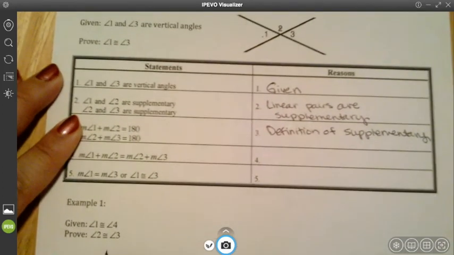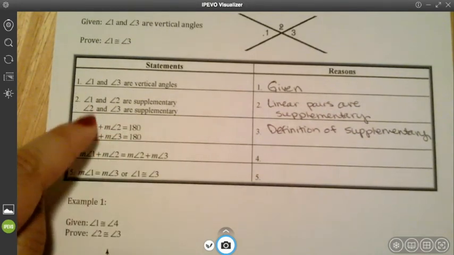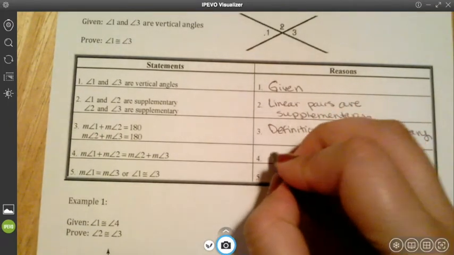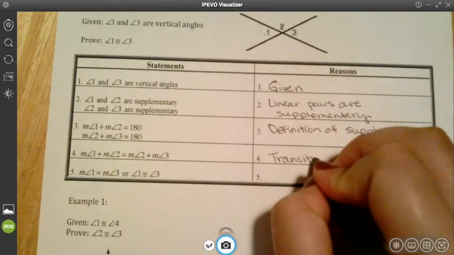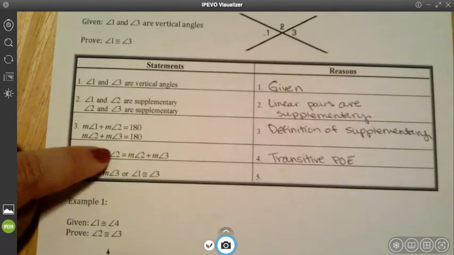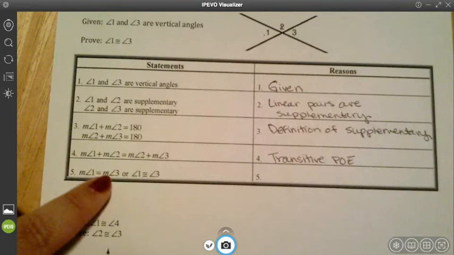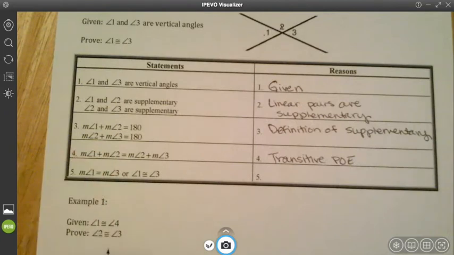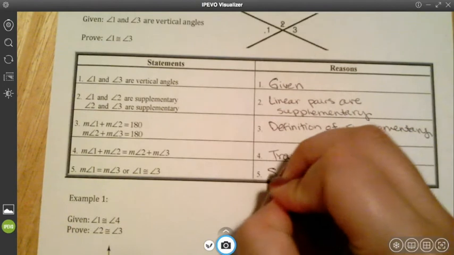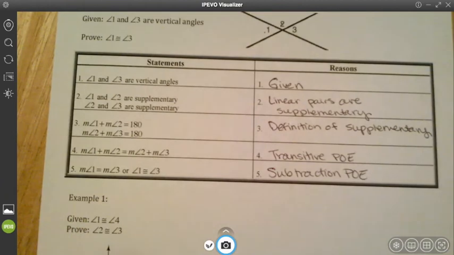And if both of them have the same sum of 180, notice they're equal to the same thing, then we can set them equal to each other by the transitive property of equality. If they're both equal to the same thing, then they must be equal. And then from here, we go from measure of angle 1 plus measure of angle 2 equals measure of angle 2 plus measure of angle 3 to just measure of angle 1 equals measure of angle 3. Well, how did we do that? We subtracted the measure of angle 2. So this is the subtraction property of equality. And remember, we said that works.